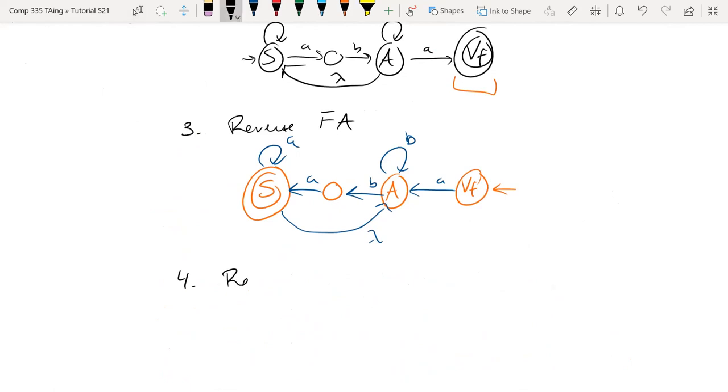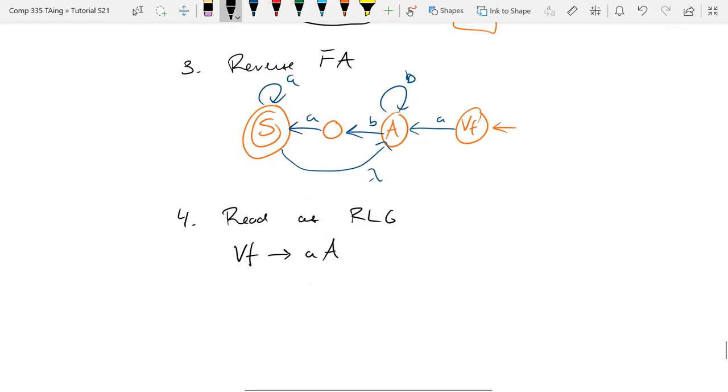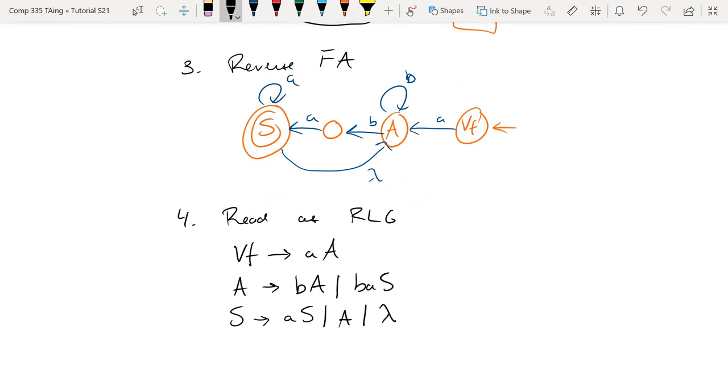So then the last thing is to read it as a right linear grammar. In this case, your initial variable is VF. So you have VF and you go with terminal A to the variable A. Then at the variable A, you can stay at A with B, or you can go to S with BA. And then once you're at S, you can stay at S with A, or you can go back to A, or you can end your string. So that's the conversion.